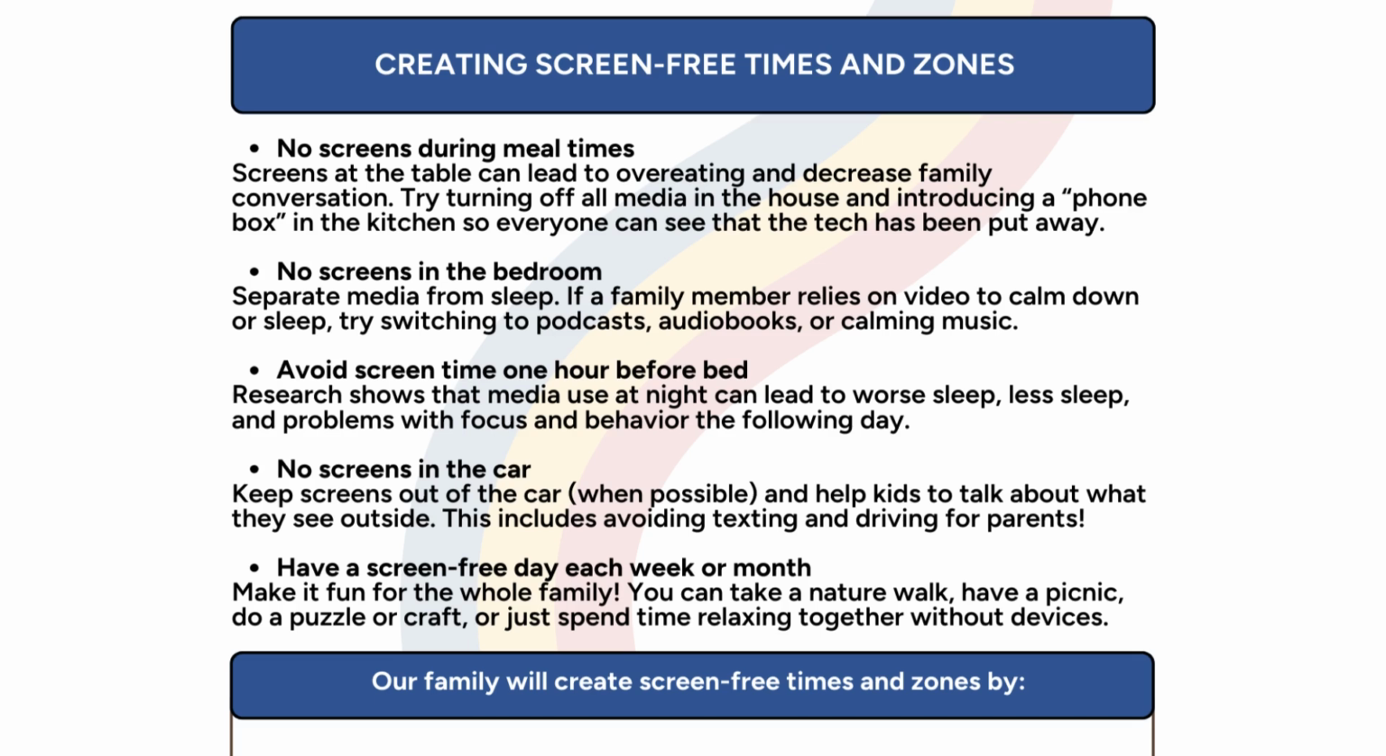So, if you choose to focus on creating screen-free times and zones, some examples of things you can do are try your best to remove screens from mealtime, separate media from sleep, and really try to take those devices out of the bedroom. Have at least 1 hour of screen-free time before bed. Try to keep screens out of the car when possible, and aim for one screen-free day each week.